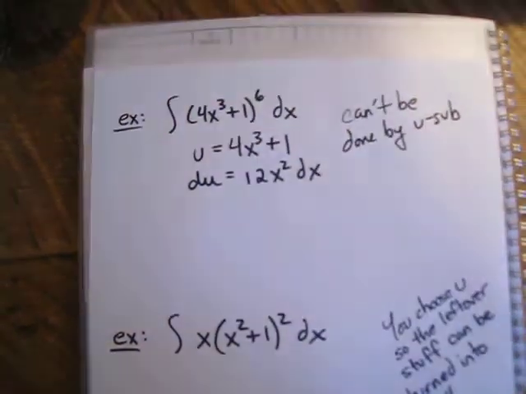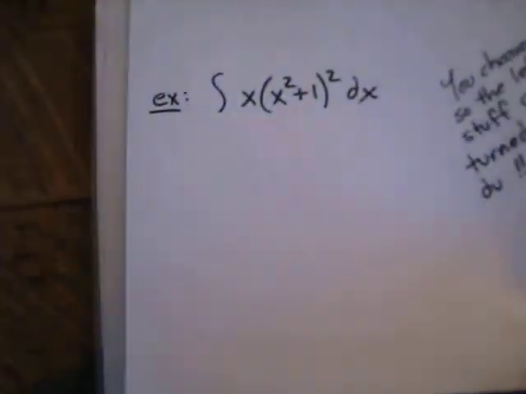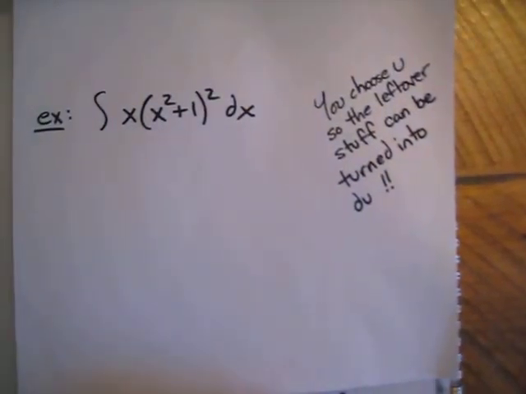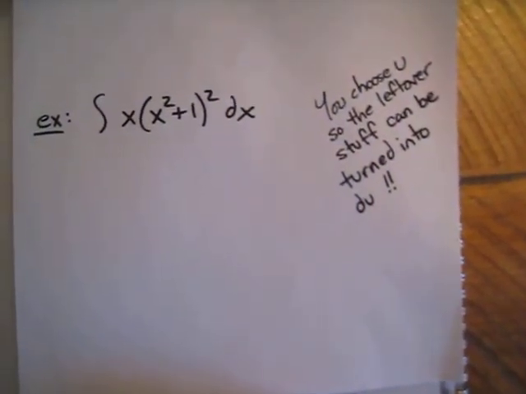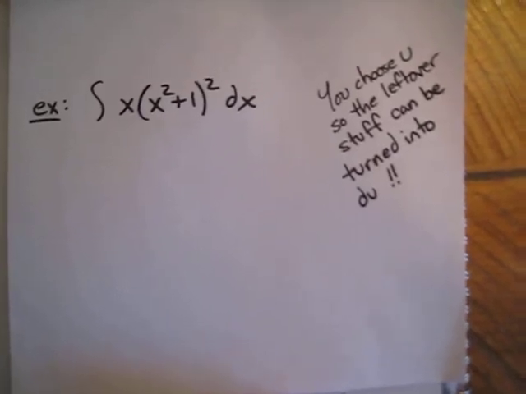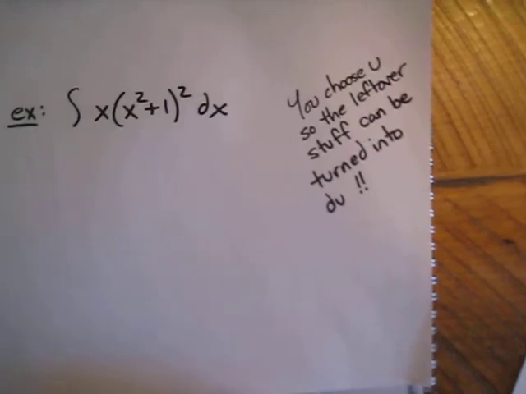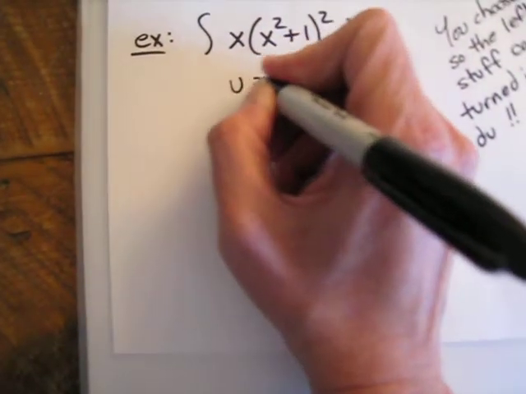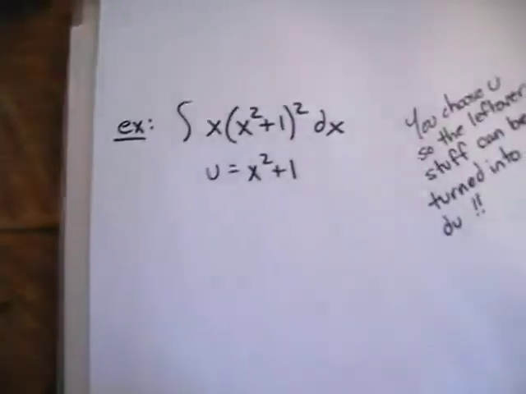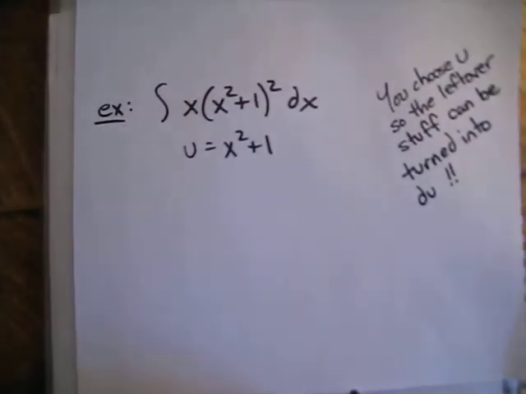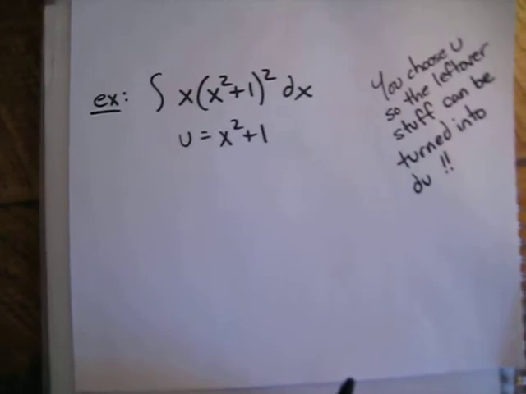All right, let's take a look at another. How about this guy? Well, you've got the integral of x and then the quantity (x squared plus 1) squared dx. Now the idea is to choose your u so that the leftover stuff in your integrand can be turned into du. Suppose we let u be x squared plus 1. So that's going to become u squared. Well, that's appealing because we could do power rule in order to integrate it.